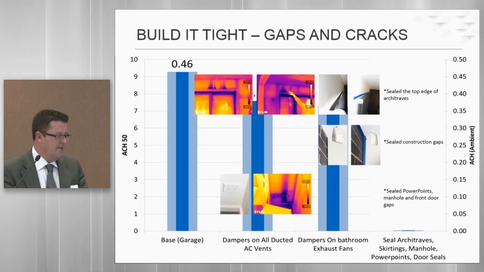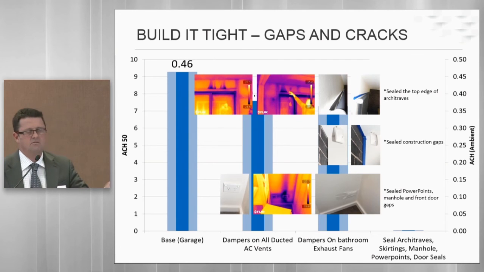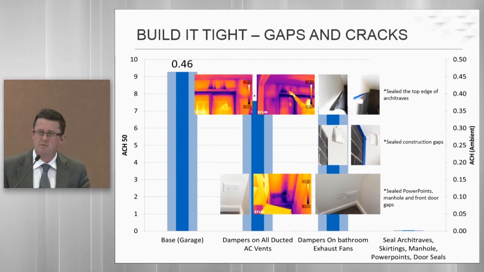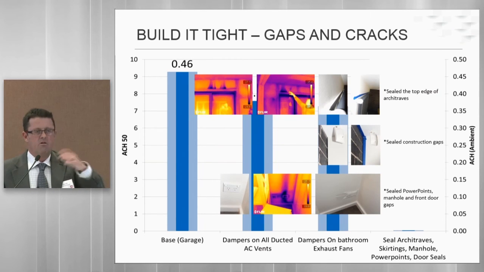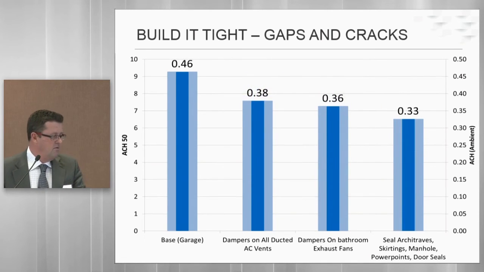And the next thing we did was seal up power points, manholes, front door gaps. So we obviously put covers over the back of, in this case we just taped over the front of the GPOs. But what that would simulate is us putting a proprietary fitting over the back of the GPO to minimise air leakage. And again, what we got was a significant reduction.